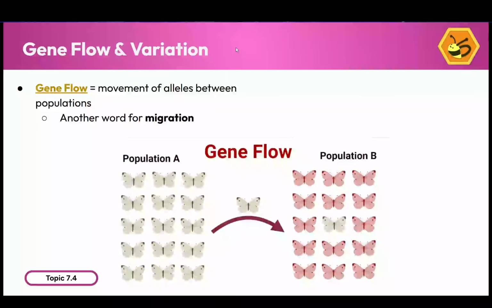Basically, back to gene flow: as they migrate, it changes the allele frequencies of both populations. As seen in this butterfly example, populations A and B both have a change in their allele frequencies. Gene flow is an important counterbalance to genetic drift.